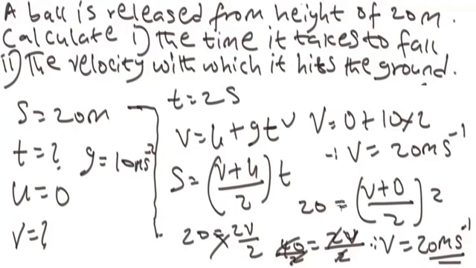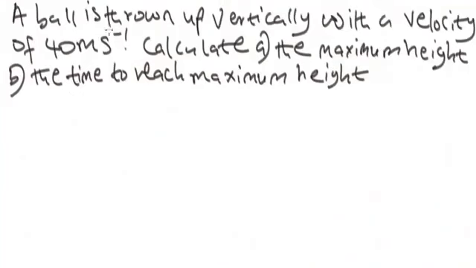Now let's solve one more example under this before I call it a class. Look at this question. It says a ball is thrown up vertically with a velocity of 40 meters per second. Calculate A, the maximum height, and B, the time to reach maximum height. Solution. Remember, this is a motion under gravity, because the ball is thrown up. Now it's going against gravity because it's not falling, it's going up.